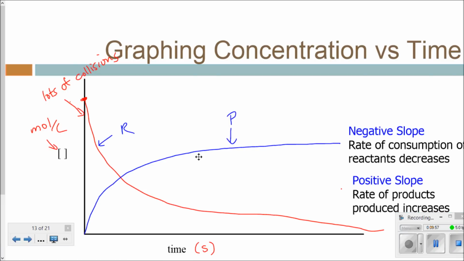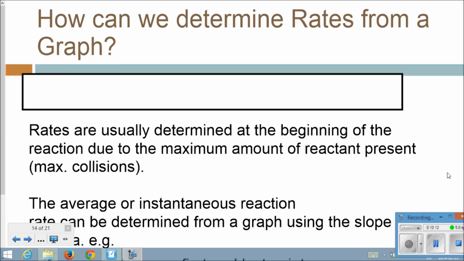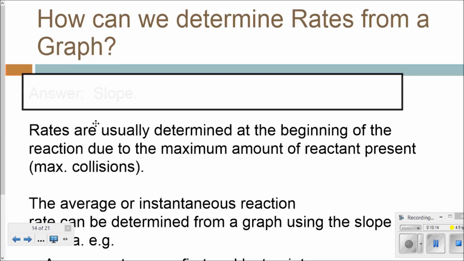So if I give you a graph like this, how would you even go about determining the rate? Think about it for a moment. Try and come up with a question. How would we figure out the rate from any point on this graph? What would you have to do? Remember, the rate's units are moles per liter per second. Well, what you would have to do is you would have to find the slope, okay?